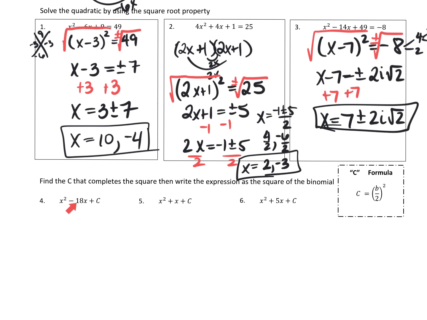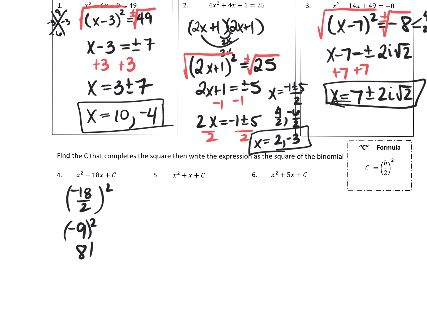Okay, so take a second. I want you to find your c's for 4, 5, and 6, just like we did in the warm-up. Okay, so let's look at number 4. Negative 18 divided by 2 squared. 9 squared is 81. If I'm going to write this, it becomes x squared minus 18x plus 81, and that becomes x minus 9 squared. Isn't that how it factors?